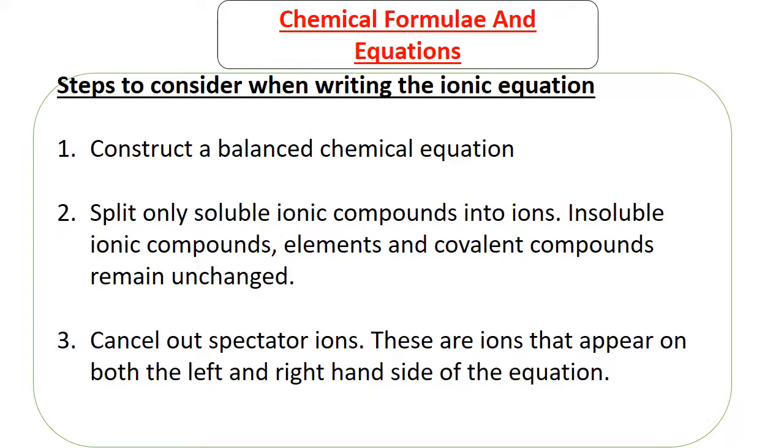Finally, cancel out spectator ions. These are ions that appear on both the left and right hand side of the equation. Spectator ions, which are ions that do not take part in the reaction, you're going to find them on the left and on the right side of the equation. So you cancel them out, and what remains is a balanced ionic equation. Let's take a look at an example or two.